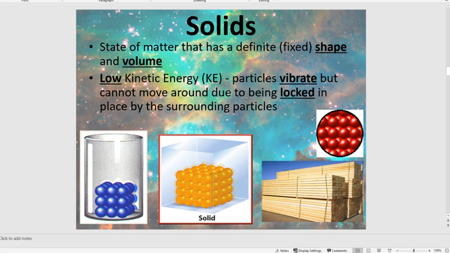The first state of matter we're going to talk about is solids. Solid state of matter has a definite or fixed shape or volume. They have the lowest kinetic energy. Particles only vibrate but cannot move around due to being locked in place by surrounding particles. If you look at the figures at the bottom, those molecules are locked in usually a geometric shape, and they do vibrate. Even though we can't see them with the naked eye vibrating, those particles are moving, they are just vibrating.